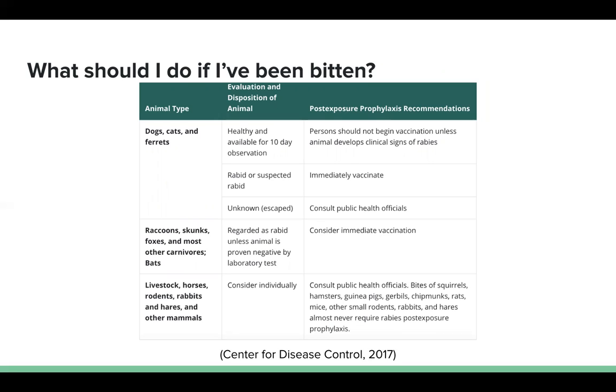If you are bitten by an animal like a raccoon, skunk, fox, or bat, you should immediately receive the rabies vaccination. Rabies is a fatal infection. It is important to know the warning signs and what to do next.